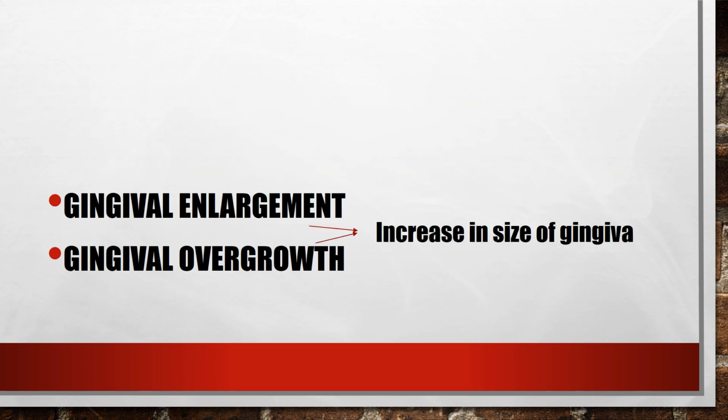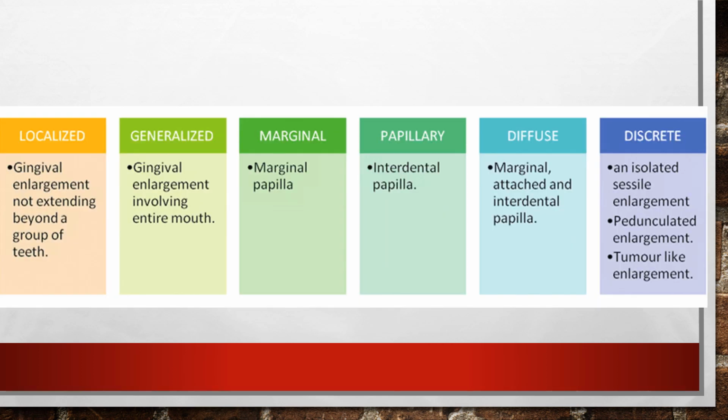Gingival enlargement can also be called gingival overgrowth. It is defined as an increase in the size of the gingiva, whether in the number of cells or in the size of the cells. It has been classified according to the location and distribution.